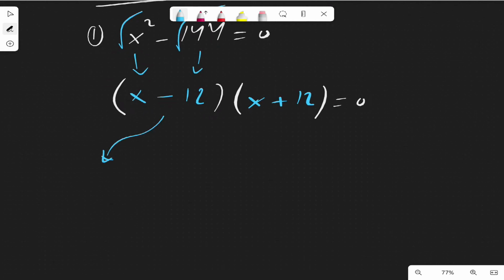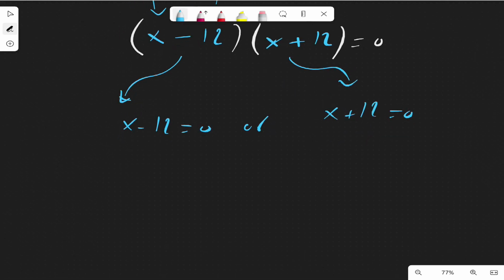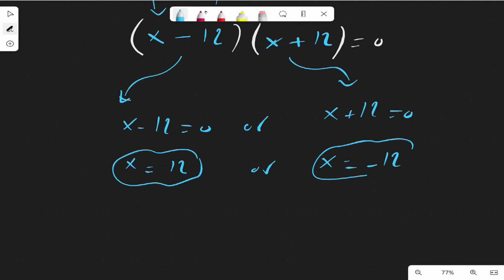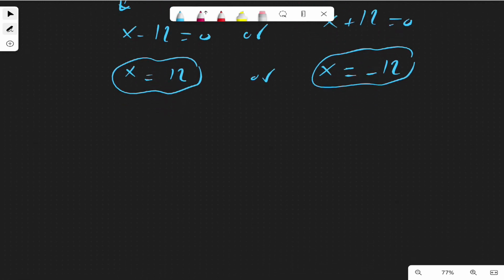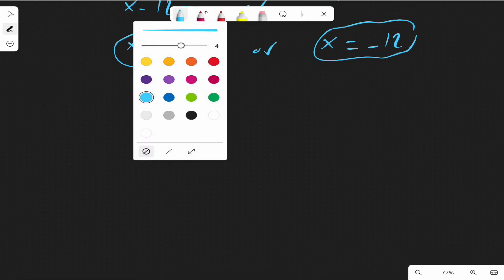Solving each bracket according to the zero product property, x minus 12 equal to 0, x plus 12 equal to 0, so x equal 12 or x equal negative 12. Second question.